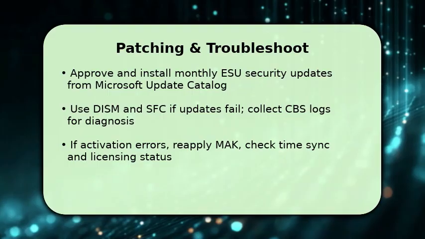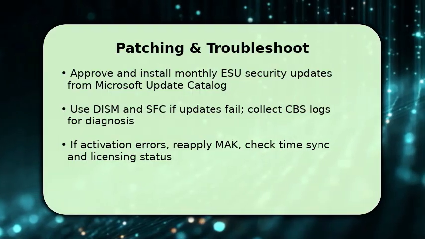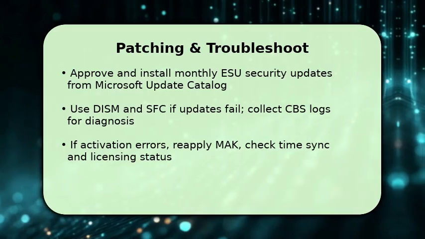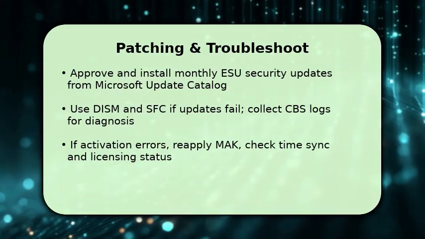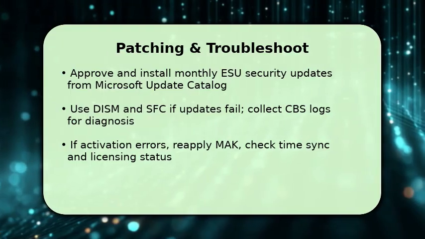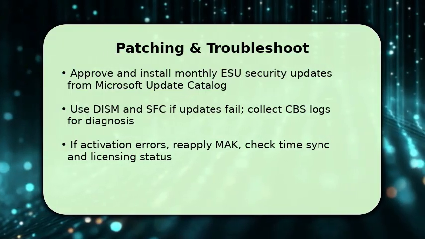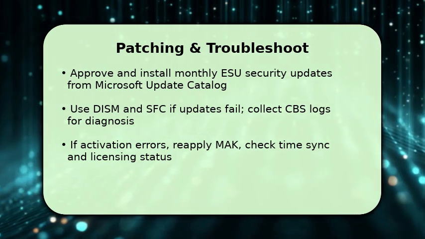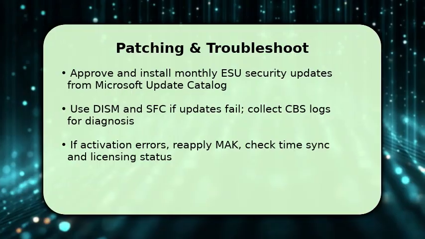If an update fails, run dism /online /cleanup-image /restorehealth and sfc /scannow, then review CBS and Windows Update logs for error codes. If ESU activation reports errors, reapply the MAK, confirm system time and connectivity, and review activation status with slmgr.vbs /dlv.